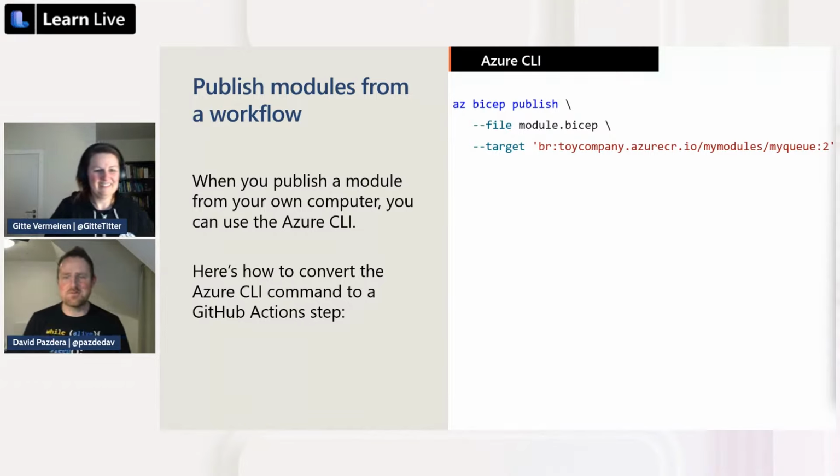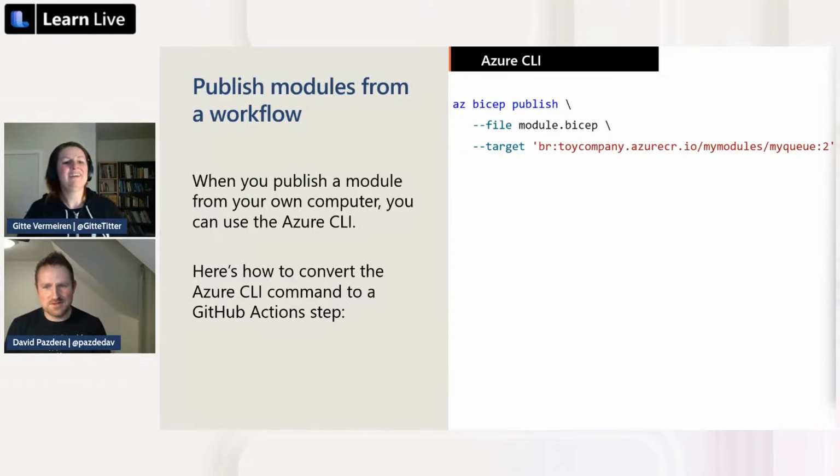Yeah. So the BR stands for Bicep registry, and it's just a way to differentiate where you want to publish, because you might know that there are private registries that you can spin up yourself, and we will be using one in this Learn module. But there is also a public registry. And of course, you can have multiple private registries.